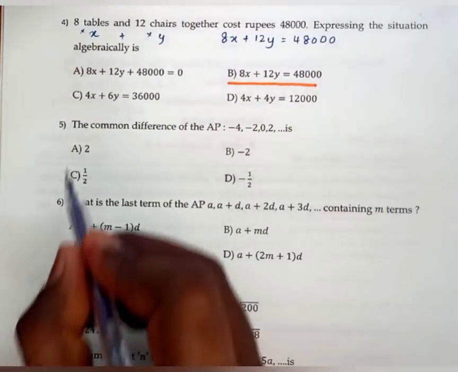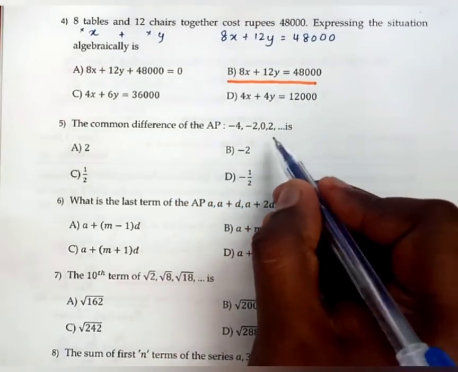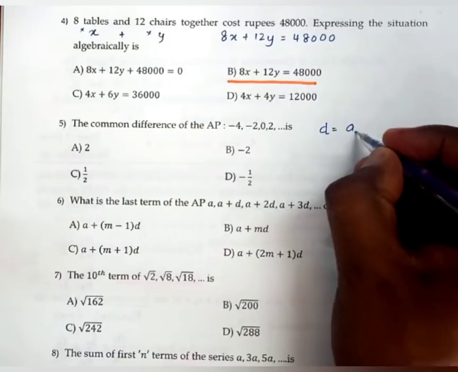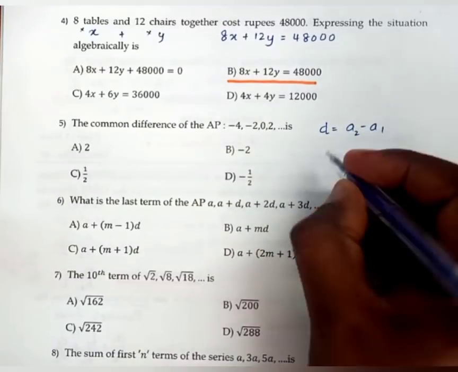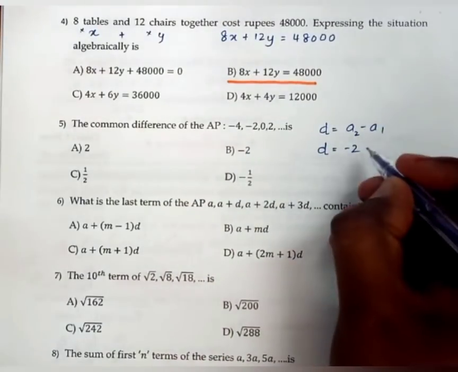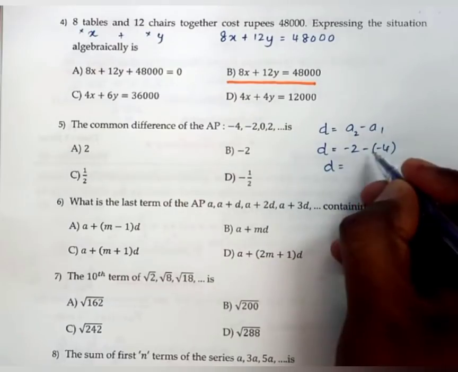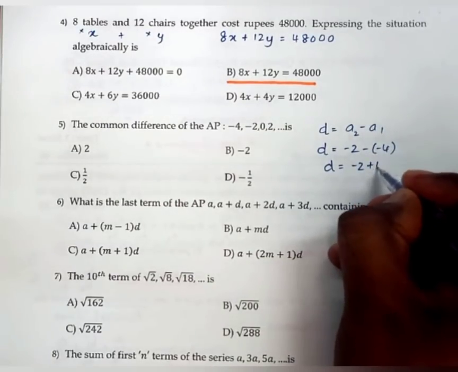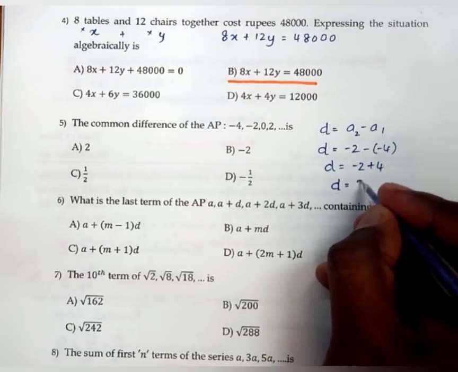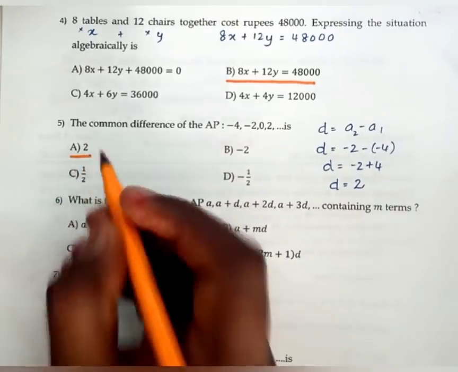Question number 5. The common difference of the AP minus 4, minus 2, 0, 2 is. What is common difference? D equals the difference of any two consecutive numbers, that is D equals A2 minus A1. D equals minus 2 minus of A1, which is minus 4. Now D equals minus 2 plus 4, which is 2. Therefore, the common difference is 2. The correct answer is option A, 2.